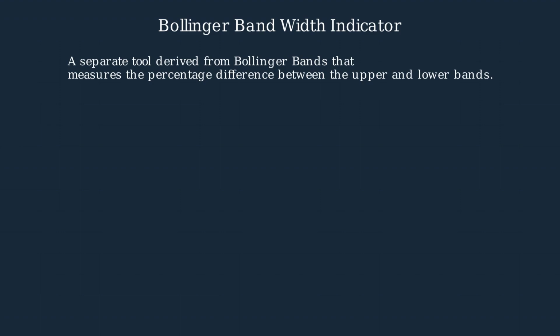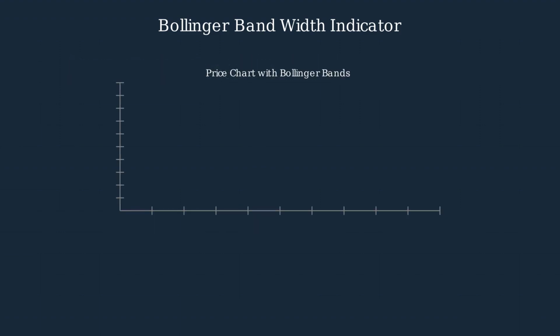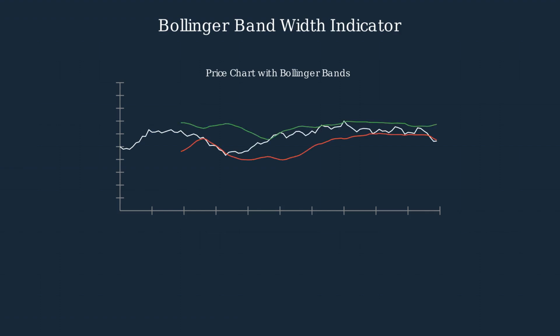The Bollinger Band Width Indicator is a separate tool derived from Bollinger Bands. It measures the percentage difference between the upper and lower bands, allowing traders to quantify volatility. Let's visualize how the bandwidth indicator works with a price chart and Bollinger Bands.